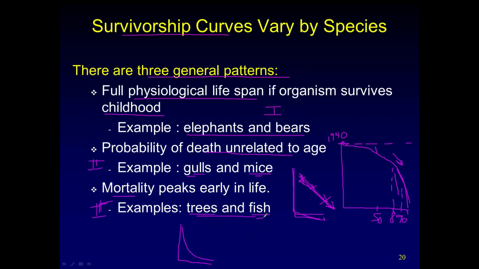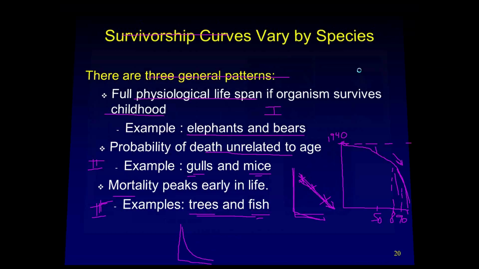And crayfish, anything that lays thousands and thousands of eggs, like a clam. One female clam can lay 1 million eggs, guys, and a female tuna fish can lay 30 million eggs. How many of those eggs actually survive? Not many. So they have the type 3 survivorship curve. So again, this is all genetically wired, these organisms.